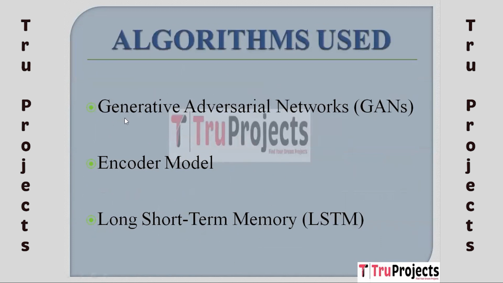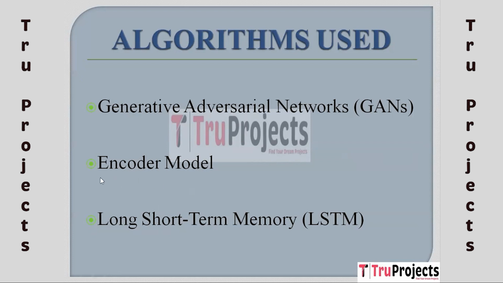The first algorithm is generative adversarial networks (GANs). GANs create fake data, like an artist, that looks like real data. They help our system learn tricky patterns in network behavior, enhancing detection of both known and new attacks.